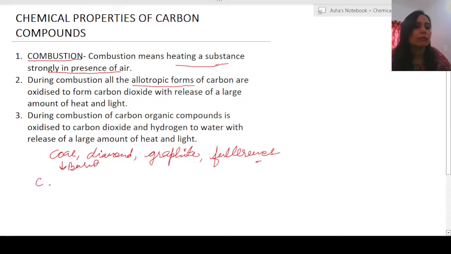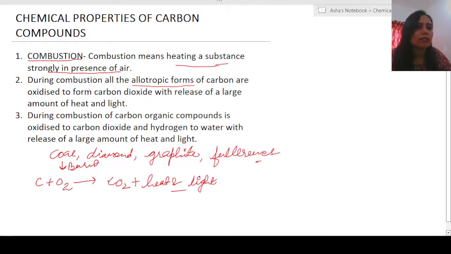Whenever they are burnt, that is carbon in presence of oxygen, they will produce carbon dioxide plus heat and light. So the same thing, this chemical reaction is written here, that during combustion all the allotropic forms of carbon are oxidized to form carbon dioxide with release of large amount of heat and light.